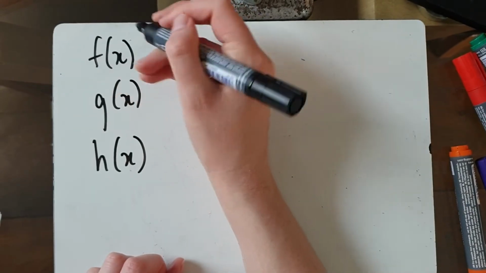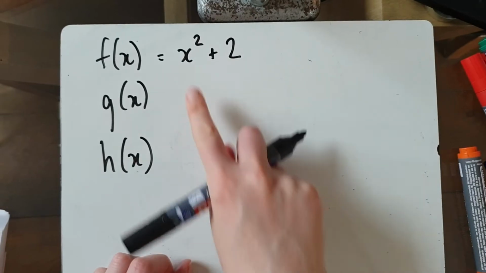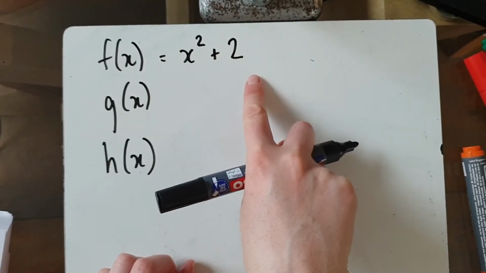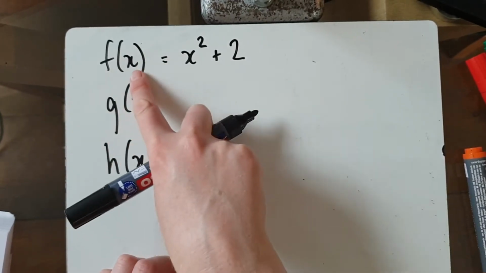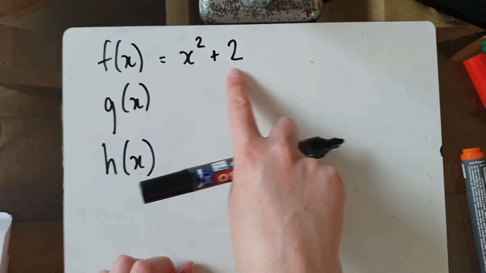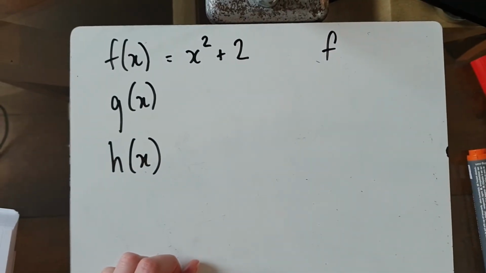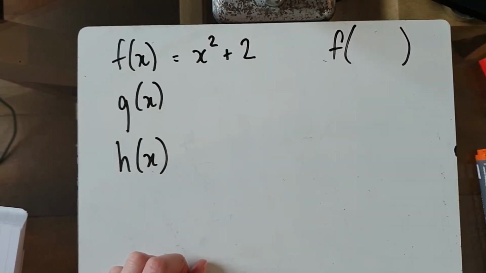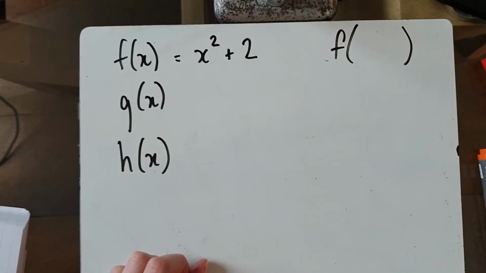So if we had f of x equals x squared plus 2, that shows us that when we put x through the function f, we have x squared plus 2. The function f squares whatever is in the brackets and adds 2 to it. But f on its own doesn't mean anything. I can't just use f on its own. I need to put something through the function. So f should be followed by some brackets.